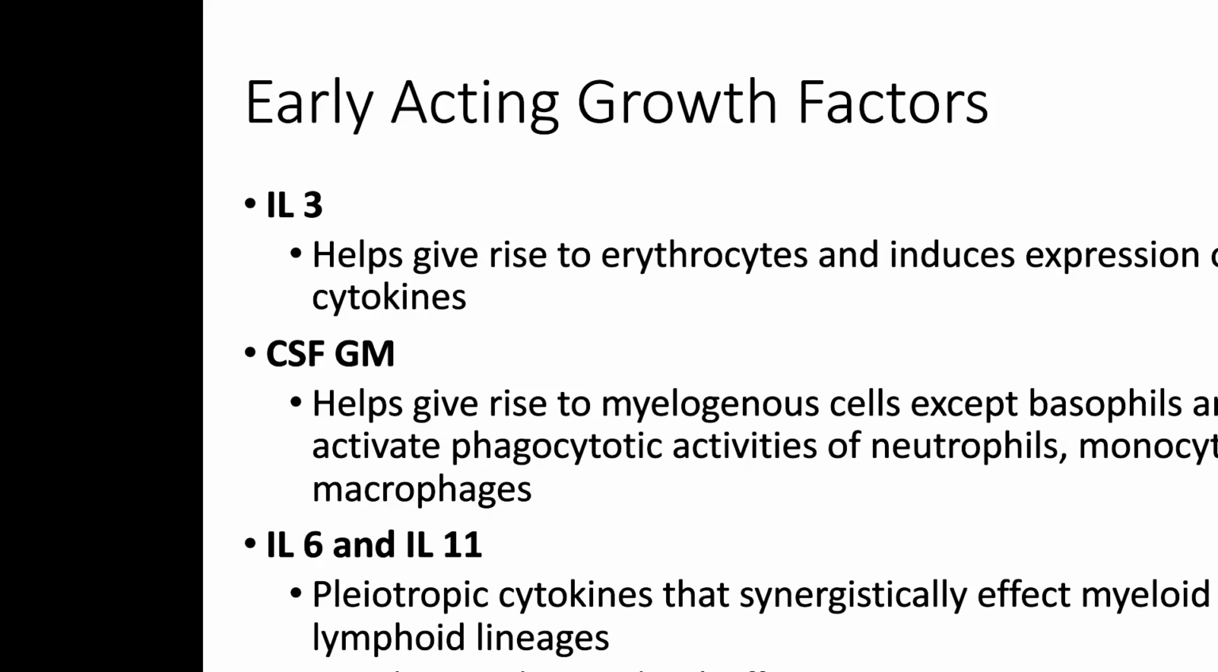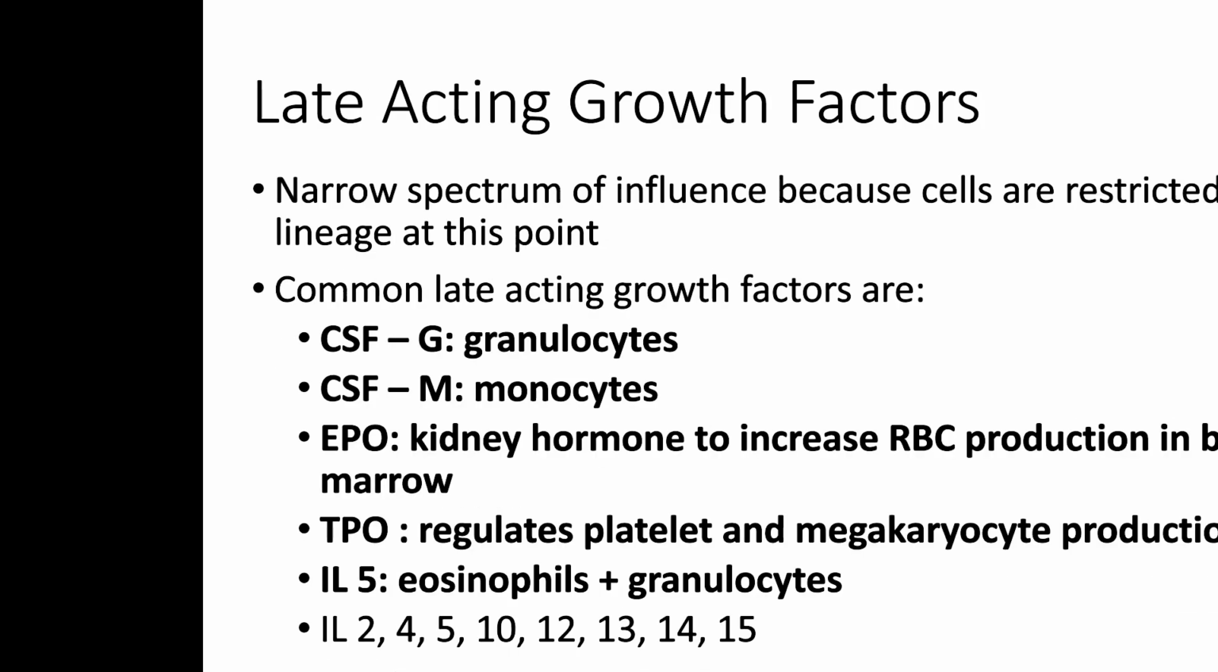I kept talking about interleukins a lot, and here are a few that are important for you to know. Interleukin 3 will give rise to erythrocytes. CSF-GM will give rise to myelogenous cells, except for basophils. Interleukin 6 and interleukin 11 touch on a lot of things, but we usually talk about them a lot in platelets and megakaryocyte production. So those are the earlier growth factors.